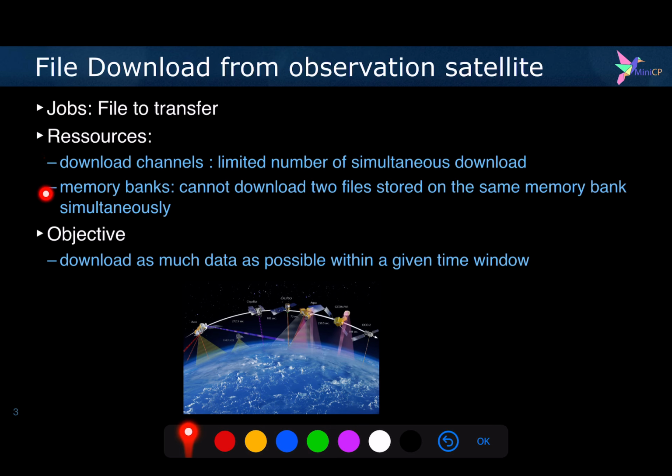And you also have memory banks, which means that you cannot download two files stored on the same memory bank simultaneously. And the objective function is you may want to download as much data as possible within a given time window, because a satellite is moving around the Earth, and so you only have a limited time window to make this file transfer possible.